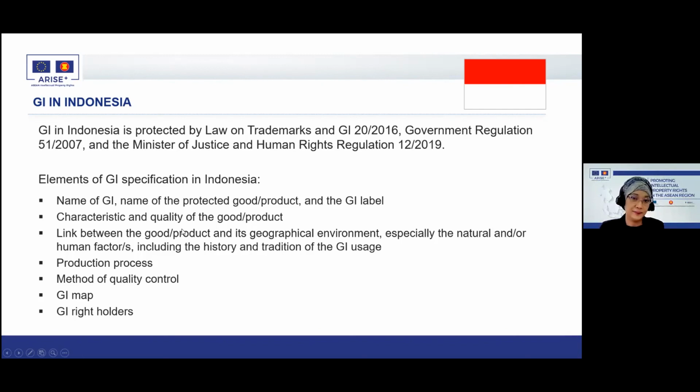The elements, similar: name of GI, name of the protected good or products, and the GI label, and the characteristic and quality of the good or products, and the link, the production process, the method, the map, and the right holders. But in Indonesia, the requirements of GI are quite higher because it also adopts the requirements provided in the Lisbon System. So substantially, it's a combination of TRIPS and Lisbon system.